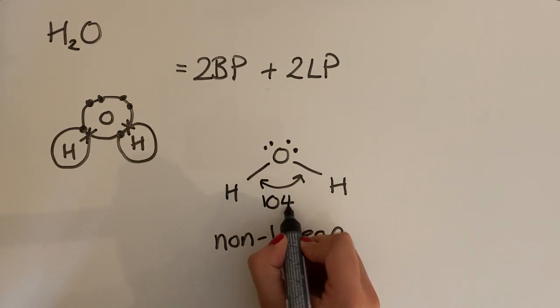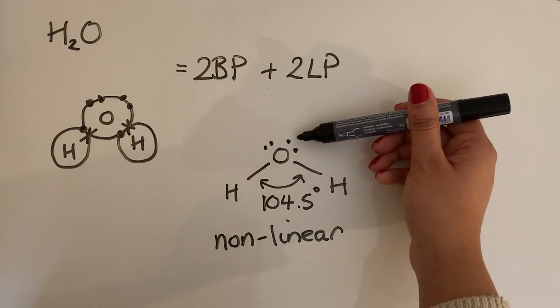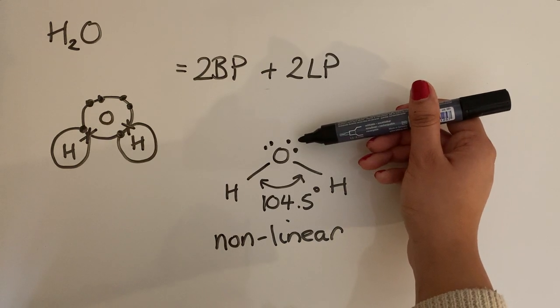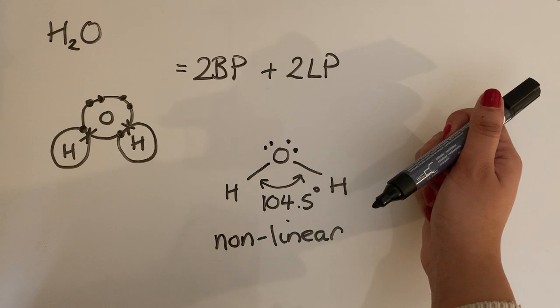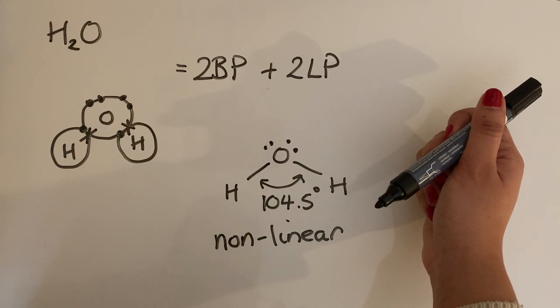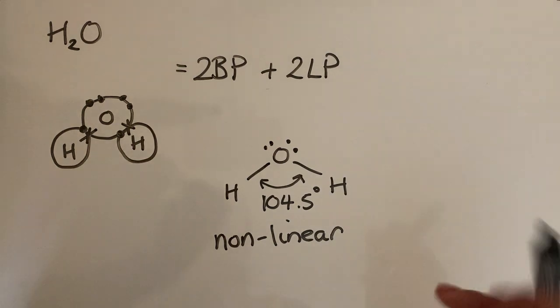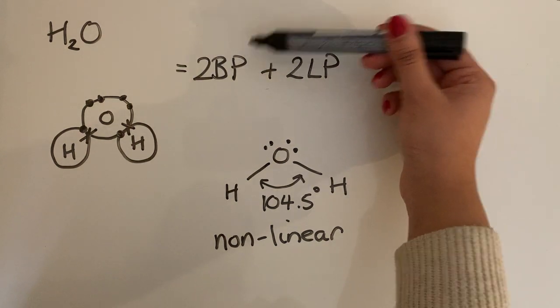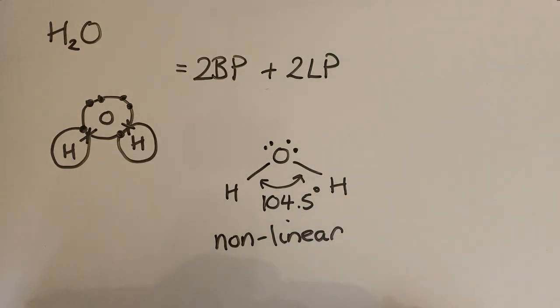This is now 104.5 degrees. So again, having another lone pair, before we had one lone pair, now we have two lone pairs. It's now reduced the bond angle by another 2.5 degrees, and that's given rise to this non-linear shape here. So anytime you have around the central atom two bond pairs and two lone pairs, it will adopt the non-linear shape and it will have this bond angle here.